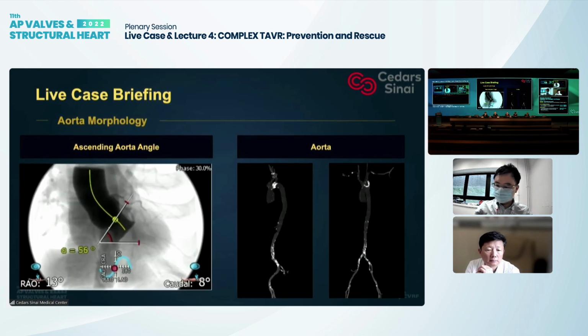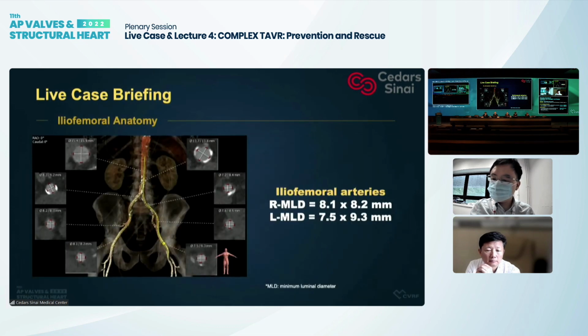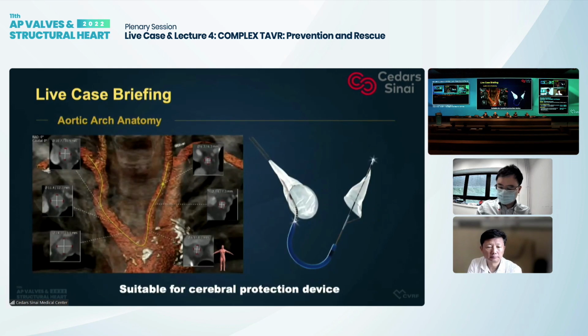And his ascending aortic angle, as well as the lack of tortuosity in the aorta, make valve delivery favorable. Okay. Next slide. His iliofemoral anatomy shows widely patent and large caliber vessels suitable for transfemoral access. Next slide. And here we often use cerebral protection devices for our bicuspid aortic valves, and his aortic arch anatomy is suitable for deployment of this device.